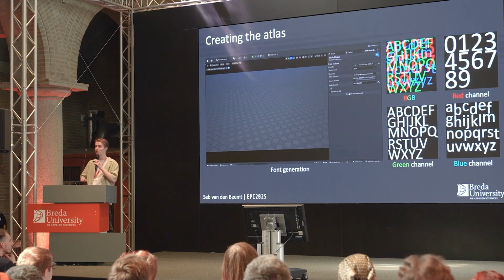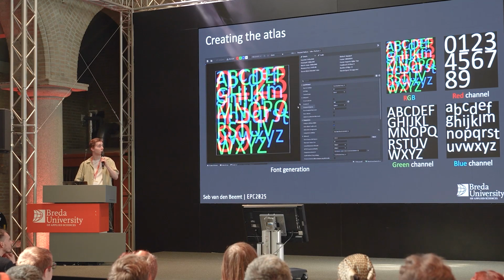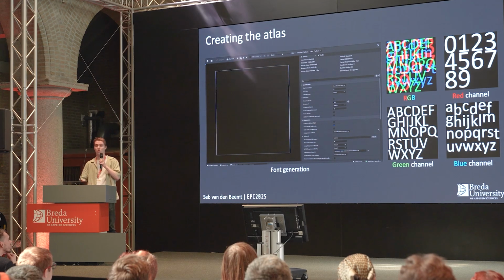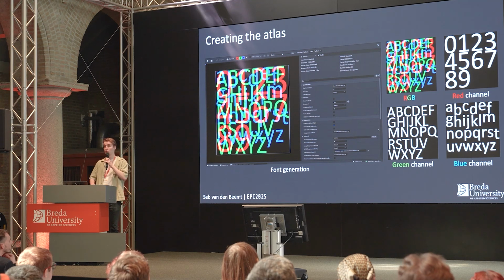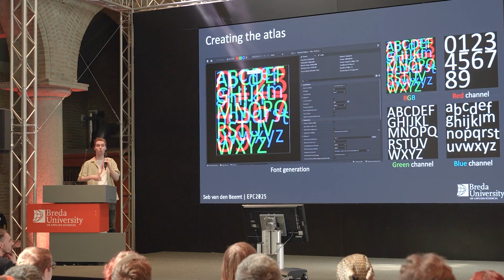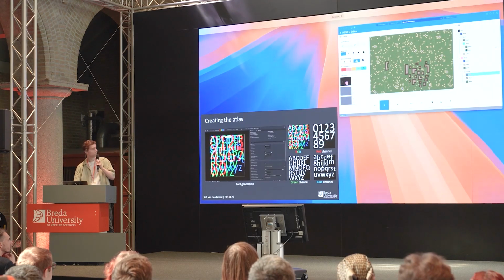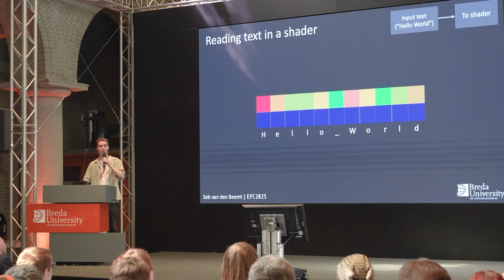So instead, I created a Python tool that does this for me. It's exposed to a simple interface in Unreal, and all I have to do is give it a font file and the font characters that I want in my font atlas, and it just generates a texture for me. Optionally, it also packs all of the characters in the RGBA channels of the texture, so I can make optimal use of the texture space that I have.